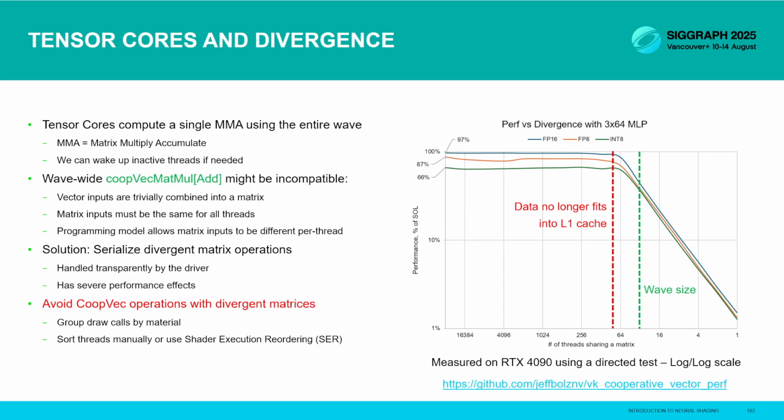The plot on the right shows how relative performance, expressed as percentage of ideal tensor core utilization or speed of light, depends on the divergence, or more specifically on the size of thread groups that share a matrix in a coop-vec operation. Note that the plot is using double logarithmic scale. On the left, when the thread groups sharing a matrix are large, it doesn't really matter. Performance starts to degrade when the matrix data stops fitting into the L1 cache, and then keeps dropping linearly in this double logarithmic scale. To keep performance high, try to avoid coop-vec operations that end up using different divergent matrices. Group draw calls by material, sort threads manually, or use shader execution reordering.